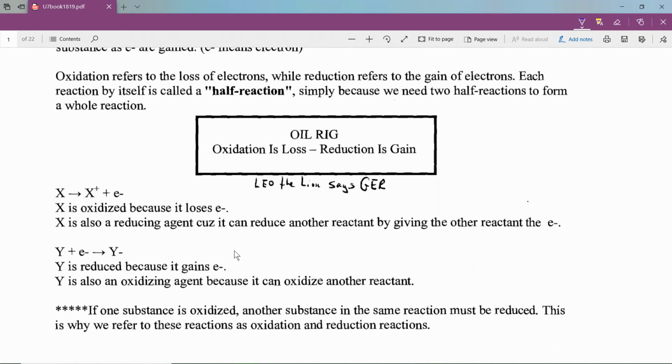So here's our little mnemonic device. It has nothing to do with oil, but people like to use it anyways. OIL RIG. Oxidation is loss of electrons, reduction is gain. I've also heard LEO the lion says GER.